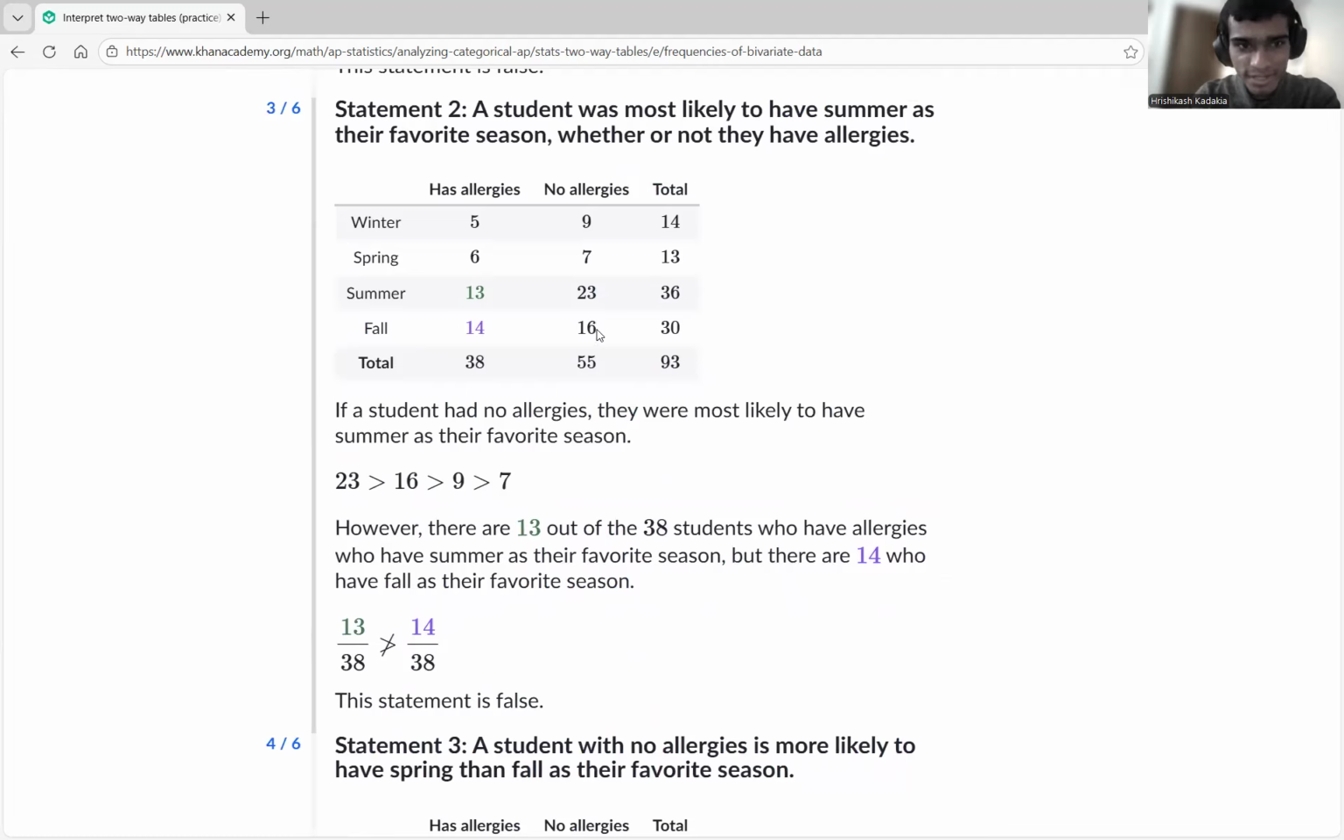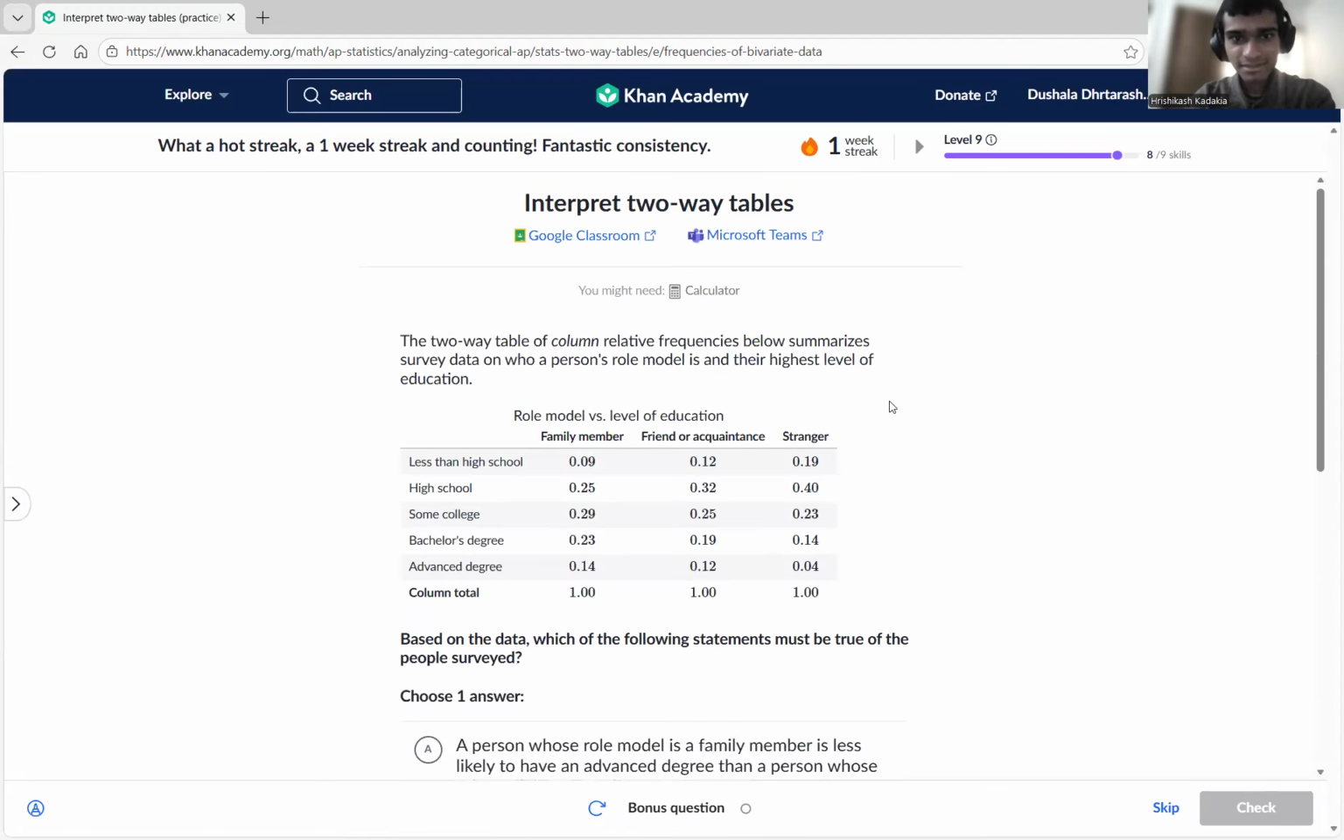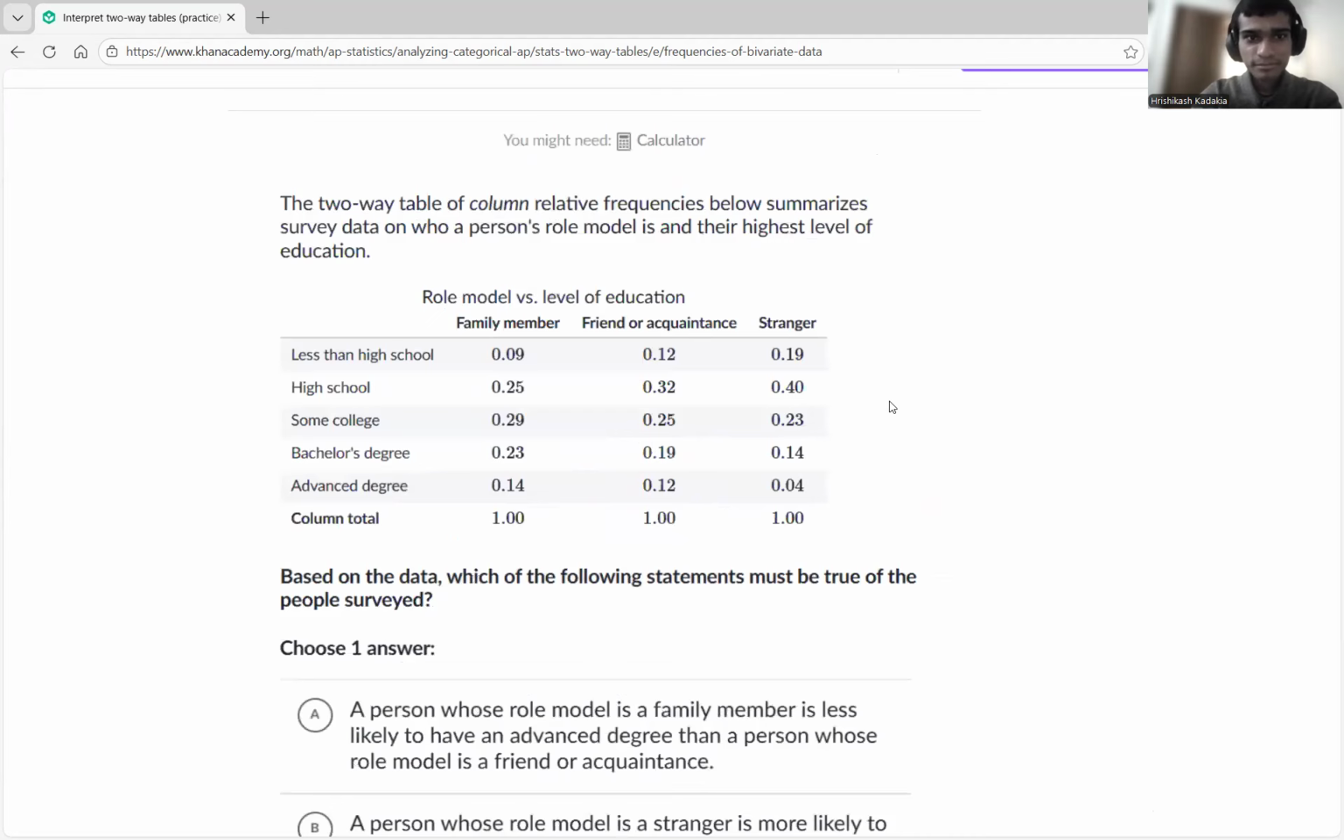So if you just try to see here, the number of students with no allergies, 23 is the highest. But the number of students with allergies, that's where 14 is the highest. Yeah, I see. So I think that's where it fails. Okay, well, let's do this bonus question as well.